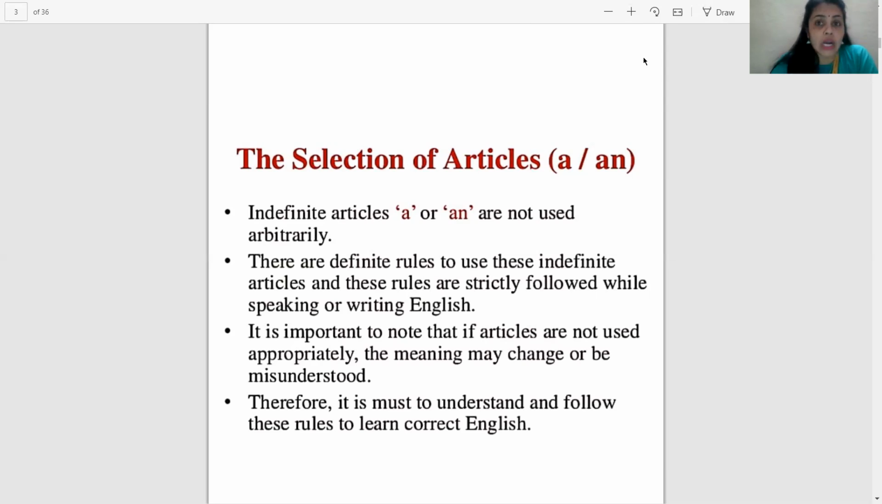The proper usage of article is a must. It is important to note that if articles are not used appropriately, then what will happen? The meaning may change or may be misunderstood. If we are not using articles properly, then the meaning could be misunderstood or could be changed. Therefore, it is a must to understand and follow these rules. It is very necessary. It is always like a strict rule to use the articles according to their rules only.